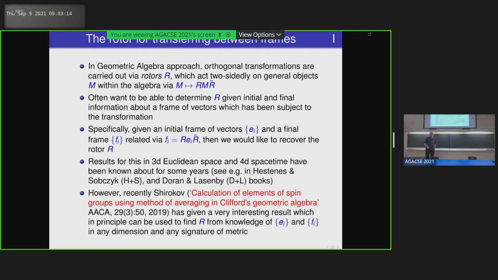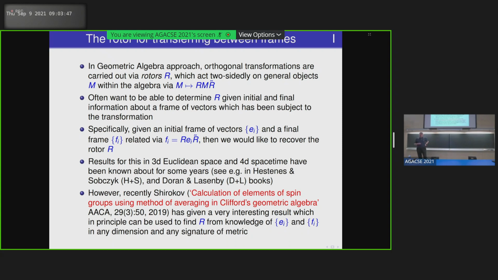The initial frame will be e_i, and there's a final frame f_i related in this way: f_i is R e_i R reverse. And given the e_i and the f_i, we want to figure out the rotor R. Results for this in 3D Euclidean space and 4D space-time have been known about for many years. See, for example, these books, which I'll be referring to several times, certainly the first one. I'm going to call Hestenes and Sobczyk H plus S, and the Doran and Lasenby book D plus L.